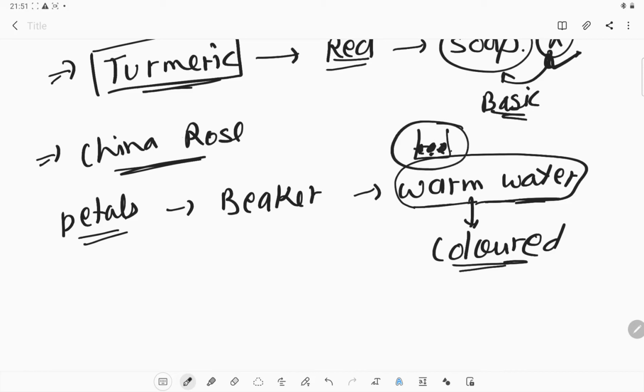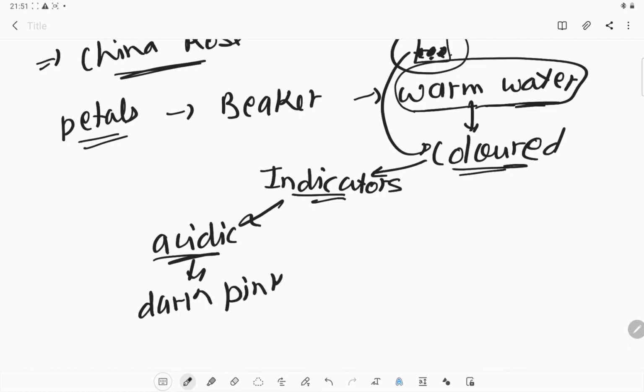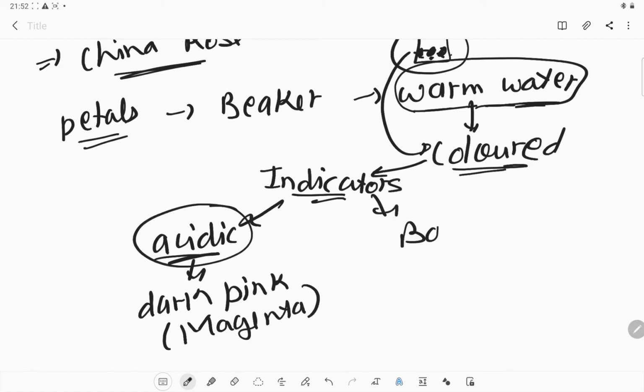So you need to dip it till the solution gives some kind of color, and this color will work as an indicator for us. How? If we add a few drops of any acidic solution into it, then it will turn dark pink, like magenta in color. If it is showing magenta color, that means the solution is acidic. If we add some basic solution into it, it will convert into a green color.